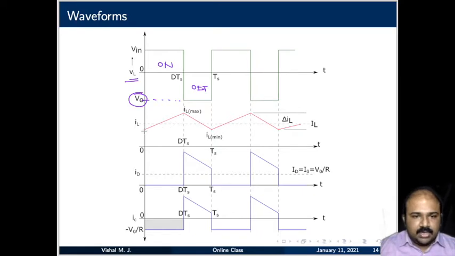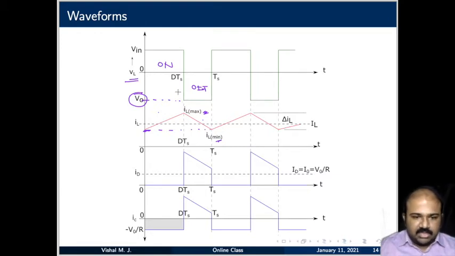So, the current rises from a value called IL minimum to IL maximum linearly with a slope equal to V in by L, and then it falls linearly with a slope equal to V0 by L, V0 being negative. So, the periodic triangular wave of the current is also seen.